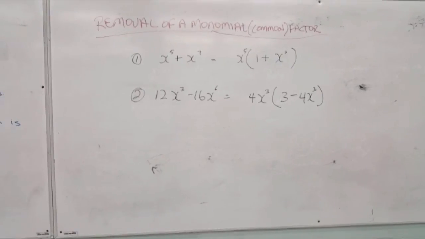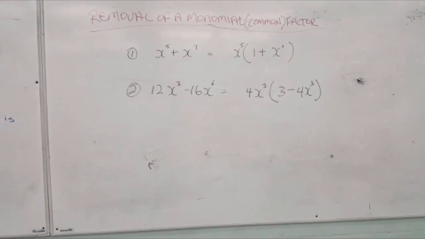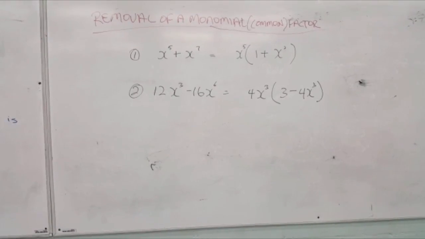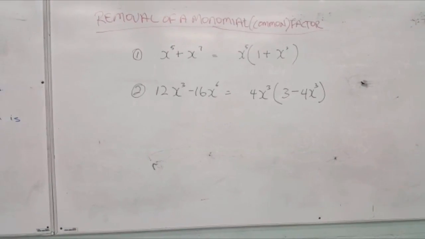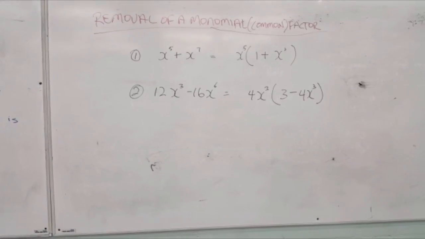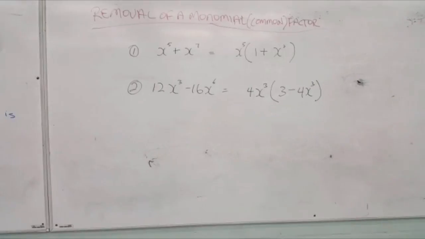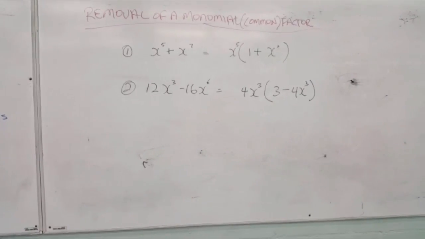So we look at the expression and see what is common. We have x on both sides, and the highest exponent we have is 5. And so we will take out x to the power 5.